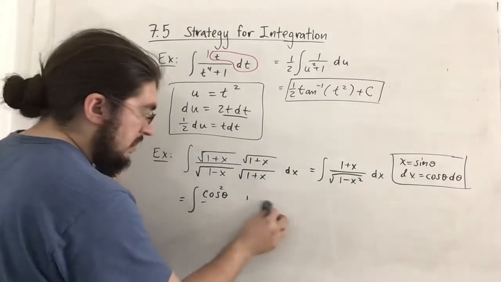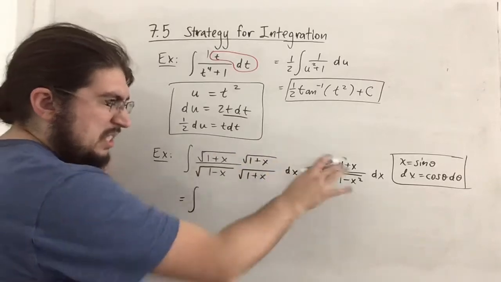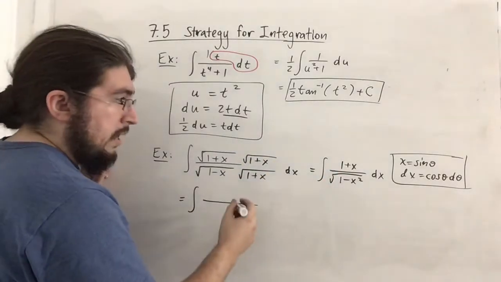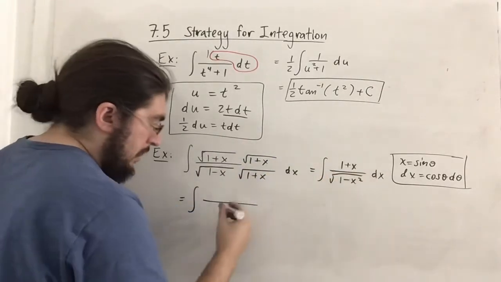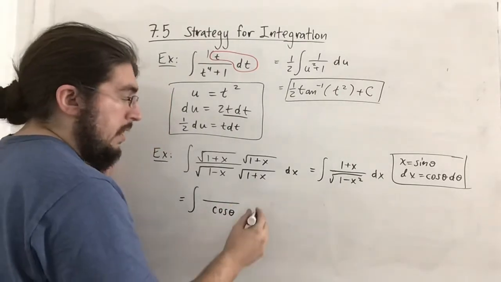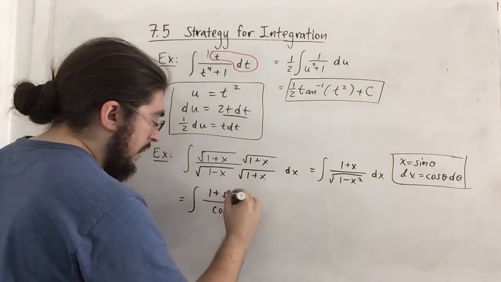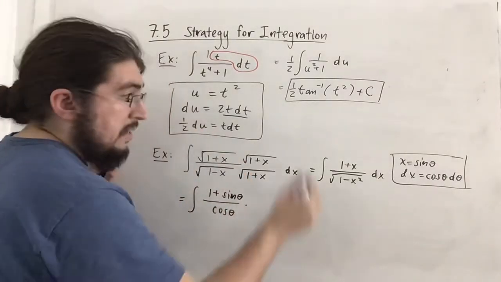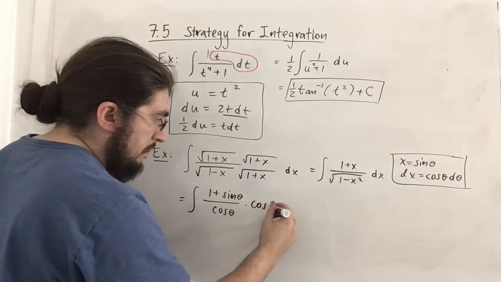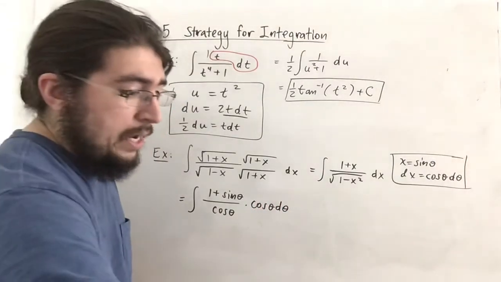So it's kind of funny to see that you can actually save what we had. But this, I think, is just a better way of doing it. So again, the radical part becomes just cosine. We saw that already. And the numerator now will be 1 plus sine theta. The differential part is cosine theta d theta. So these actually cancel out instead of combining like we had before.